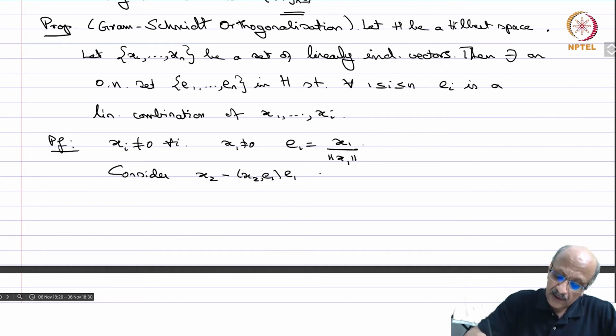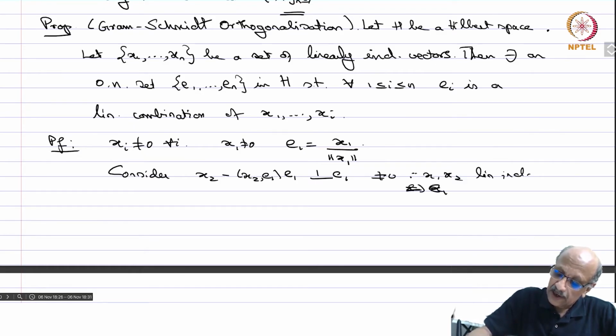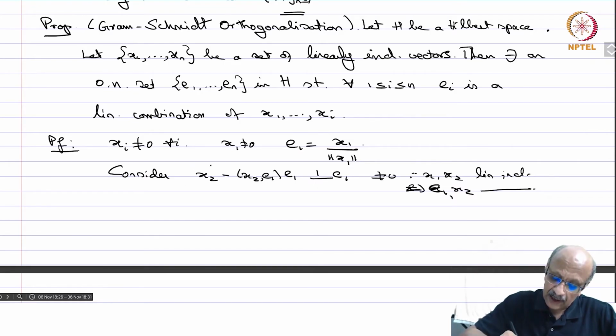Now this vector is orthogonal to E1, because if you take the inner product, you will get <x2, E1> minus <x2, E1><E1, E1>. <E1, E1> is 1, and therefore <x2, E1> minus <x2, E1> is 0. So this is orthogonal to E1, and it is not equal to 0 since x1, x2 are linearly independent. This implies that E1 and x2 are also linearly independent, because E1 is just a multiple of x1. Here you have a non-zero coefficient for x2, so this cannot be the 0 vector. Therefore I can divide by its norm.